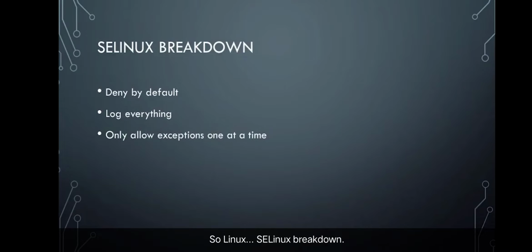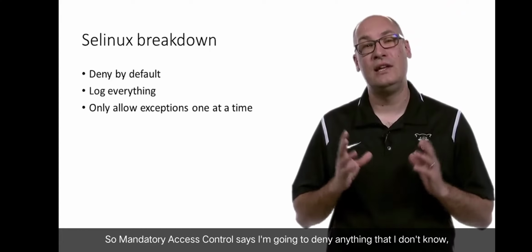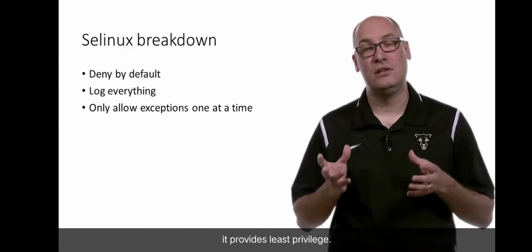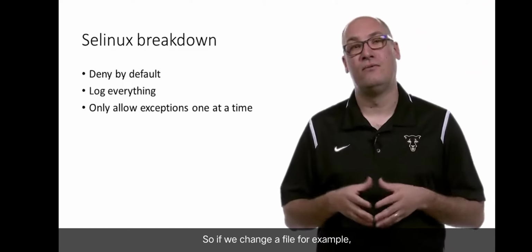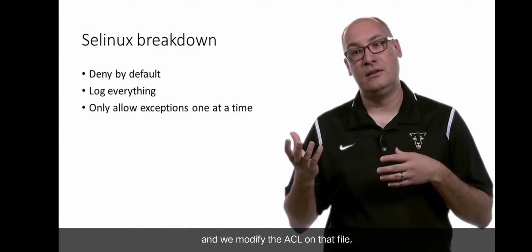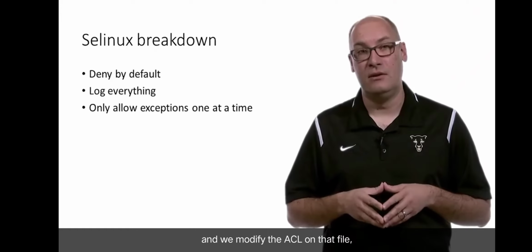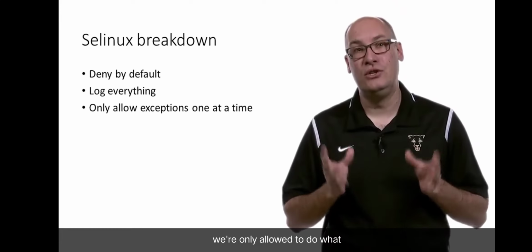So, an SELinux breakdown. It's deny by default. It's mandatory access control. Our mandatory access control says, I'm going to deny anything that I don't know. It provides least privilege. So if we change a file, for example, and we modify the ACL on that file, we're only allowed to do what SELinux allows us to do, essentially.